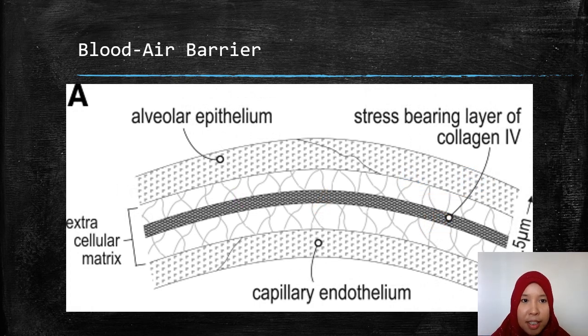Okay, here you can see the blood-air barrier. So the blood-air barrier consists of three things. The first thing is the epithelium of the alveolus and the epithelium of the blood capillary.